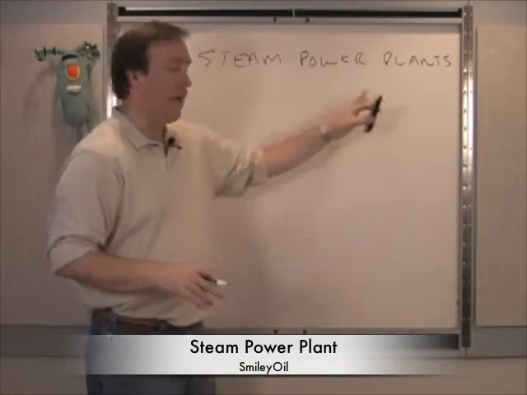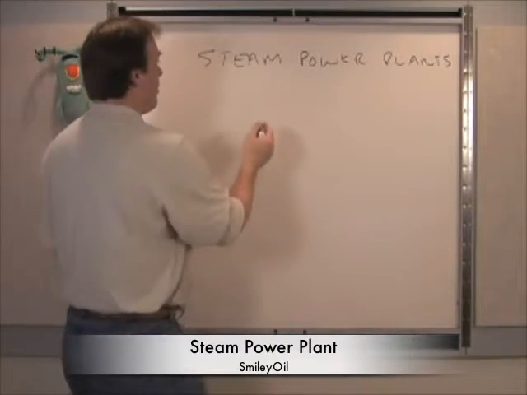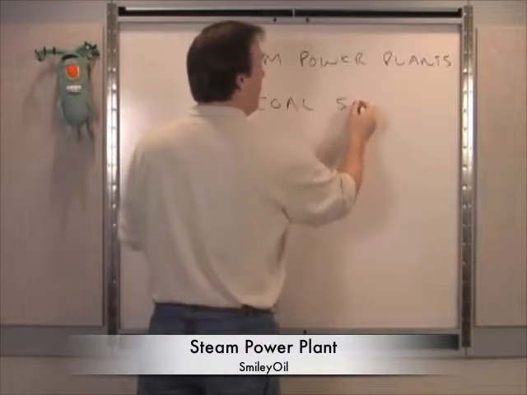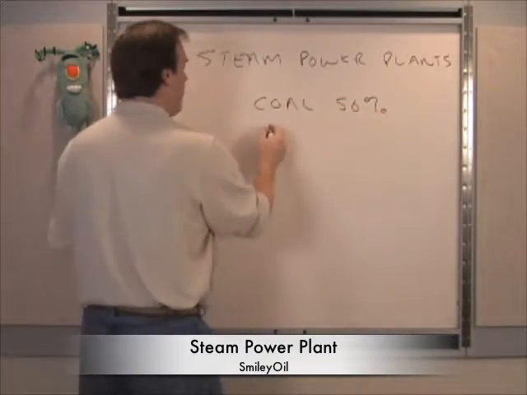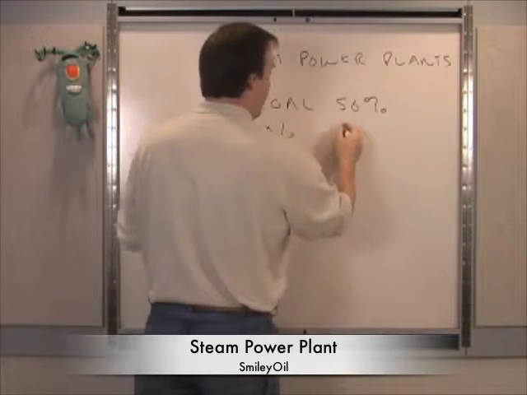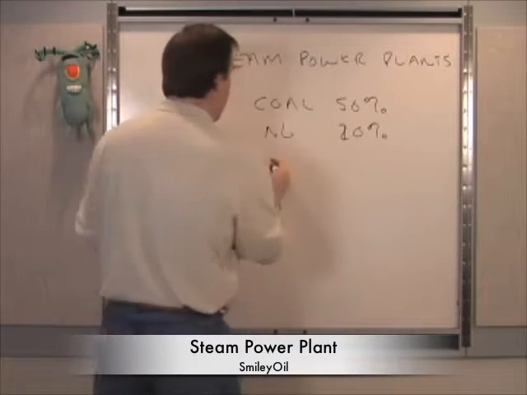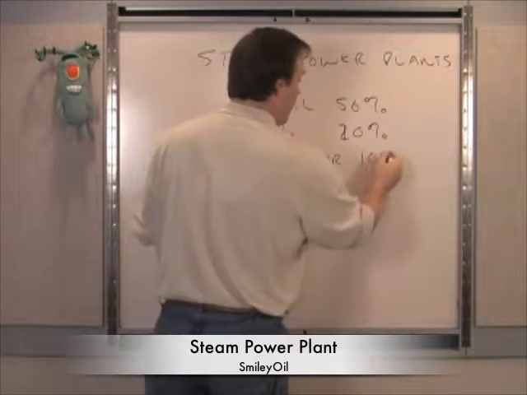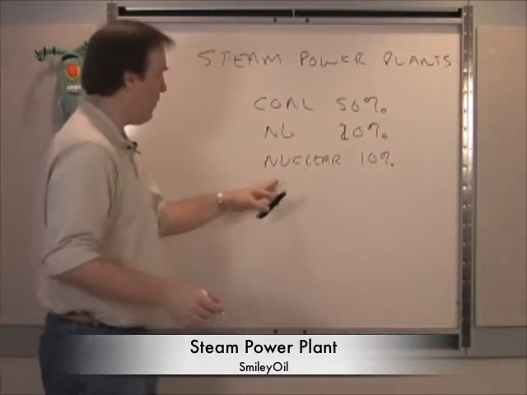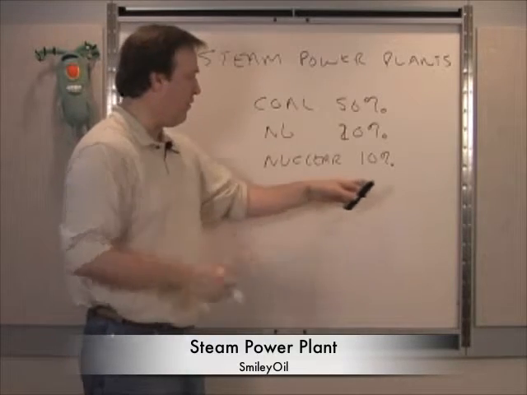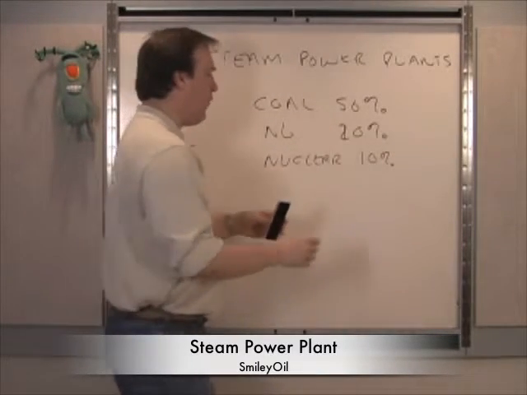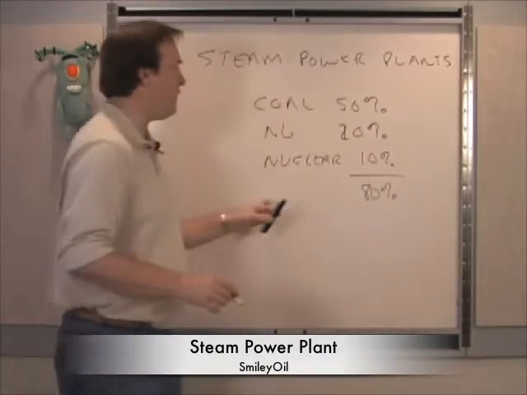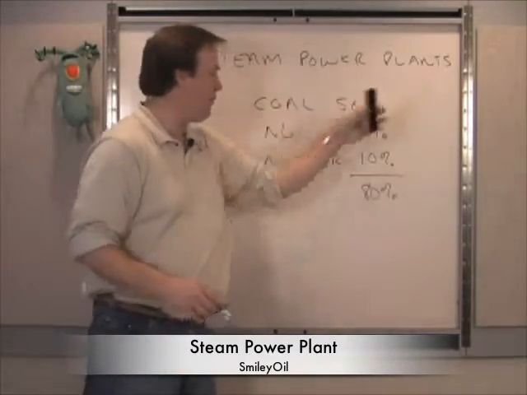Now, in the United States, 50% of electricity comes from coal, natural gas 20%, and nuclear. Nuclear is a heat generating process, and we use this splitting of atoms to generate heat, and therefore 80% of the electrical power in the United States is going through a steam power plant.